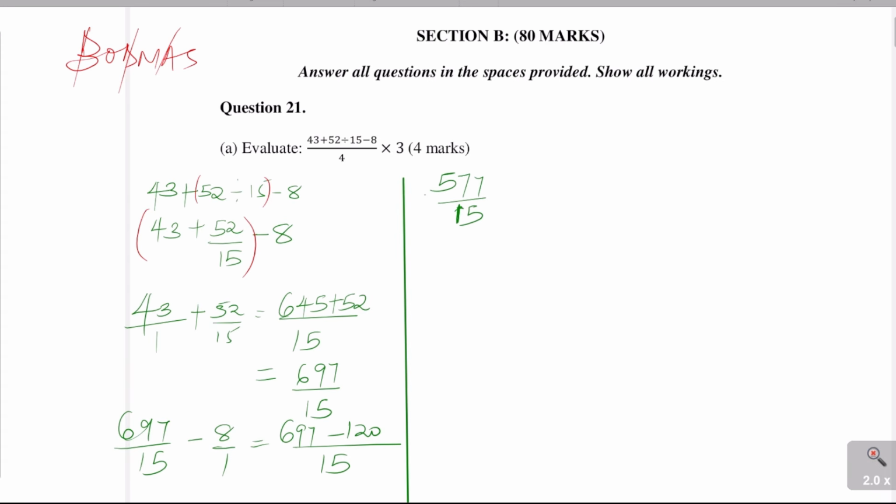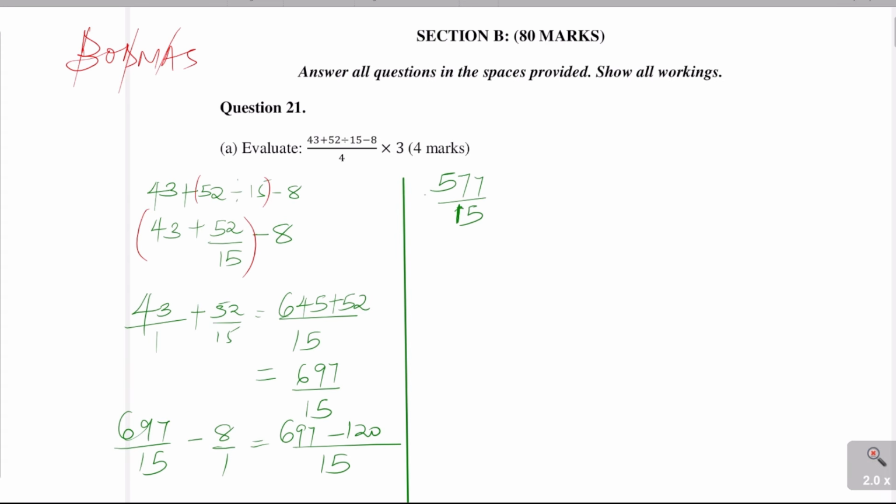And now, I think for that part, we are through. For this part, 43 plus 52 divided by 15, subtract 8, now the whole solution is here. So we are just confirming. So everything is there. So now what you should do is simply dividing that. Now we have 577 divided by 15.